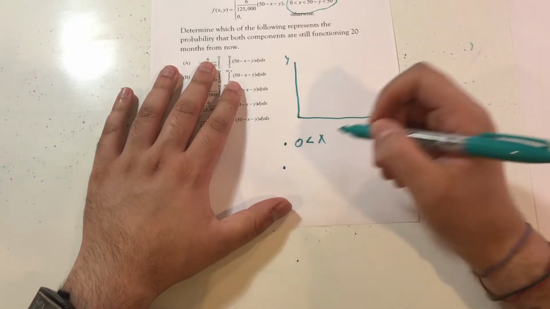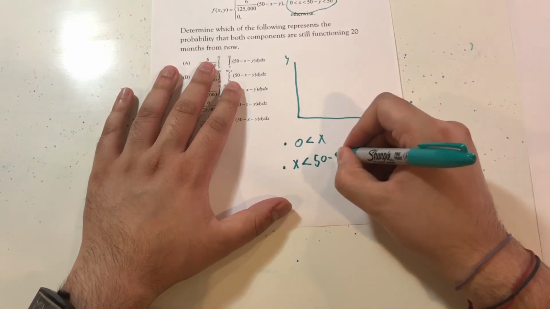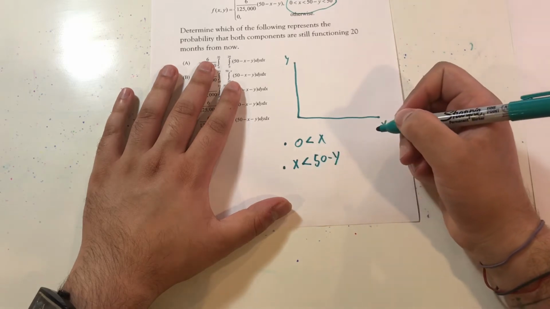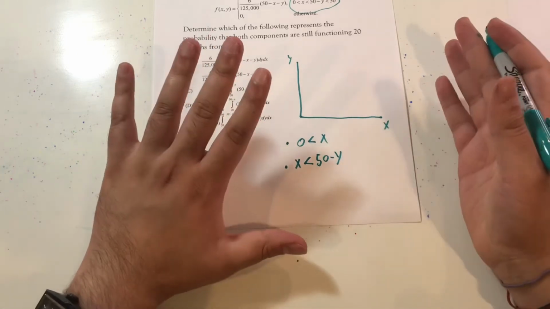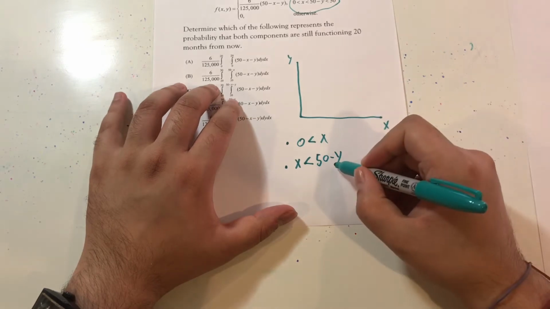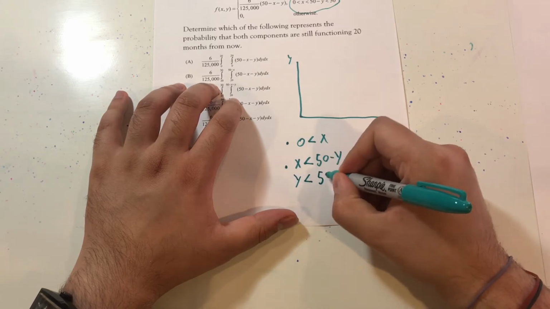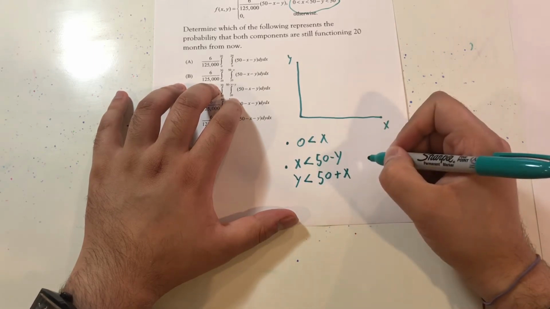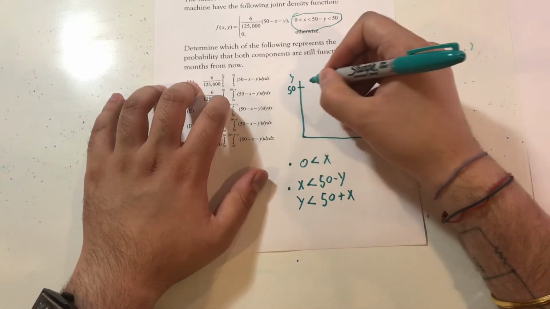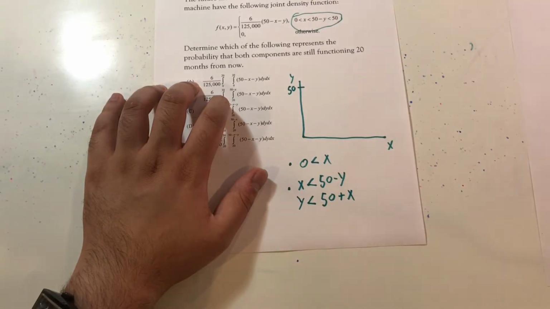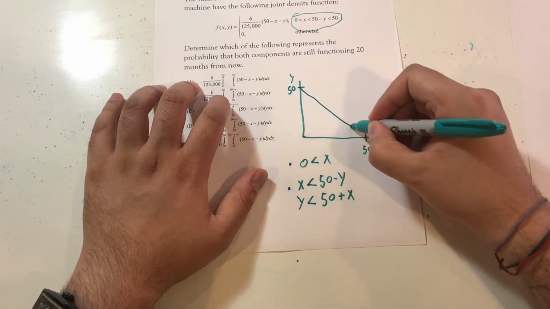The second one is here, x, which is less than 50 minus y, which I think is more helpful in terms of y, right? In terms of x. So I will move some stuff around, and I'll add the y to both sides, subtract the x, so y is less than 50 plus x. And that's represented by this following line here. From 50 to 50 here. I draw that line here.